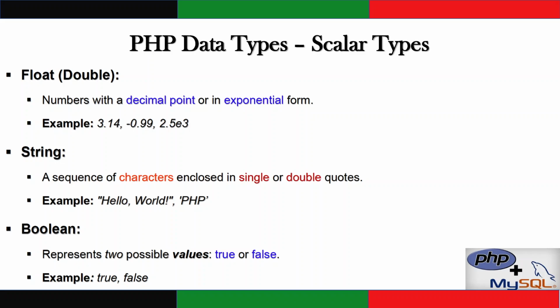For PHP, it handles that for us by default, even if we don't specify it. But in languages like Java and C++, you have to make sure you define that, or tell the compiler the type of that variable.